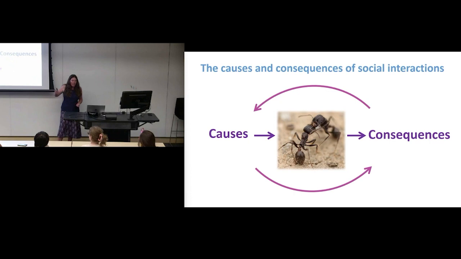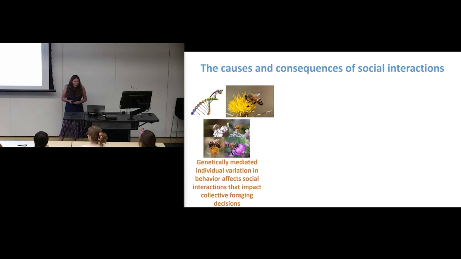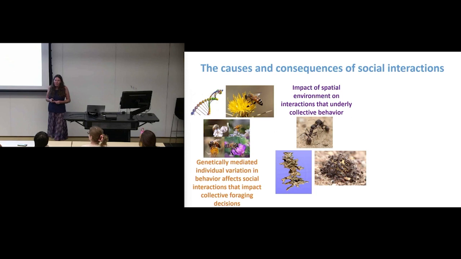And so what I'm hoping to do today with this talk is go through a few research stories from my lab that examine both causes and consequences of social interactions and use these systems to also look at the feedbacks between the two. And so the first project I'll talk about is in honeybees, looking at how genetically mediated individual variation in behavior influences social interactions, in turn influences collective behavior, and then the collective behavior that emerges feeds back onto the individual variation that we see.